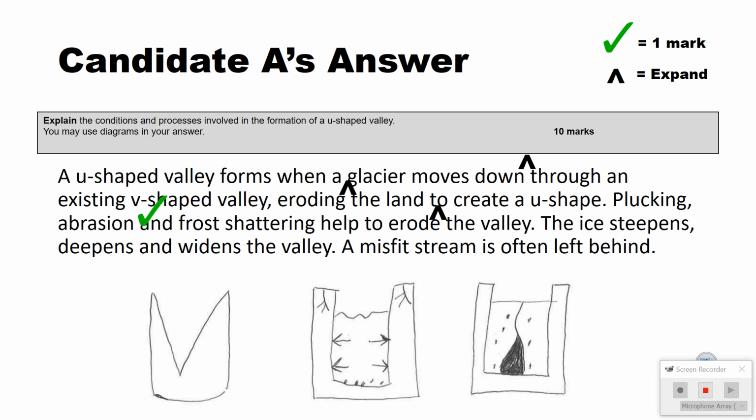The ice deepens and widens the valley. That doesn't really cut it. It needs that explanation like I've talked about. And a misfit stream is often left behind. They haven't even described what a misfit stream is. So 1 mark has been given for that answer. It's not a particularly good example.